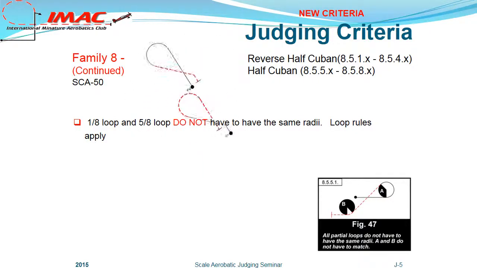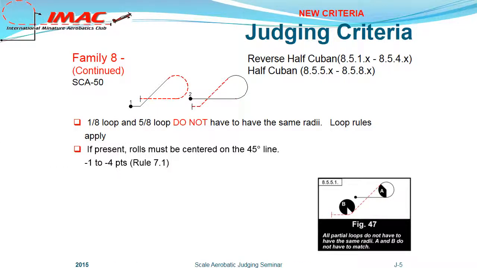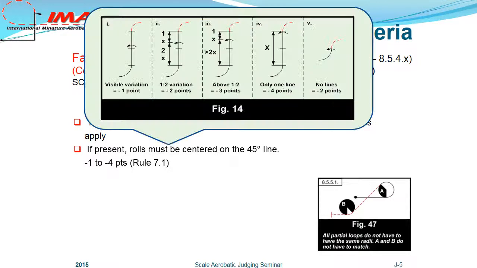Here are reverse half Cubans, shown in Figure 1, and half Cubans in Figure 2. These figures consist of a 1/8 entry or exit loop and a 5/8 loop connected by a 45-degree line. The radii on the part loops do not have to match, however all the standard looping rules apply. Rolling elements can be placed on the 45-degree line, and if present must be centered. Deductions range from 1 to 4 points using Figure 14 in Rule 7.1 as a reference.